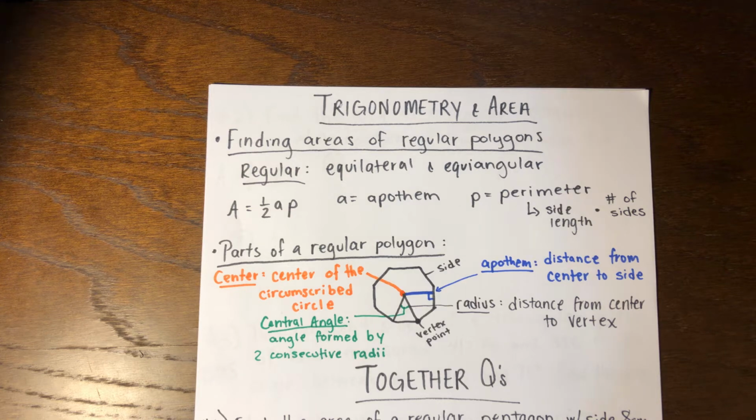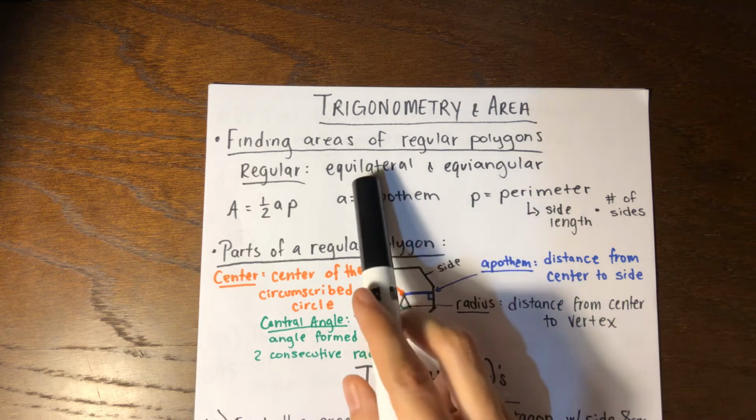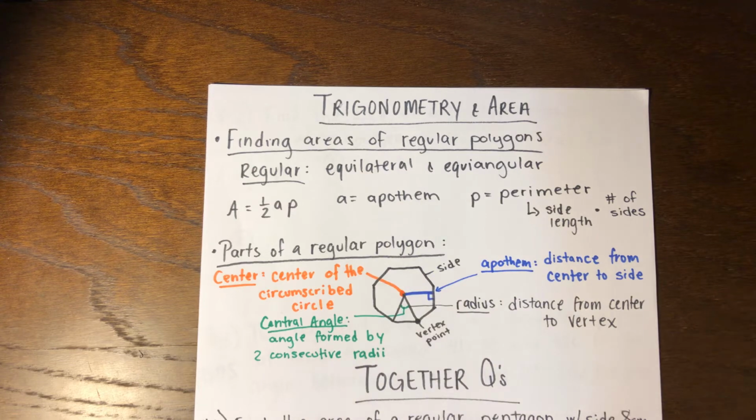Okay, so for our last video, we're going to be doing trigonometry and area. So when it comes to finding the area of regular polygons, we think of the term: what is regular? Regular just means equilateral and equal angular. Equilateral means that all sides are the same length. Equal angular means all angles are going to be the same amount.